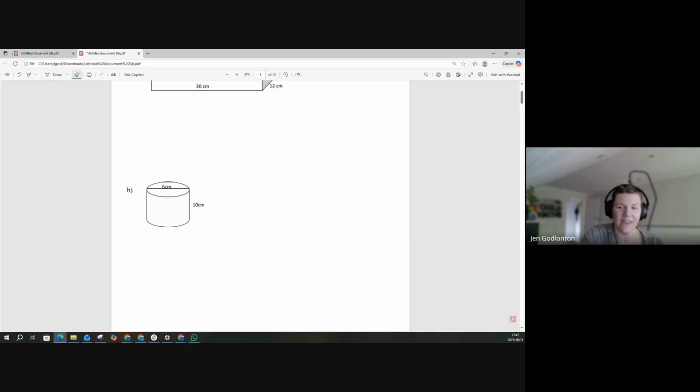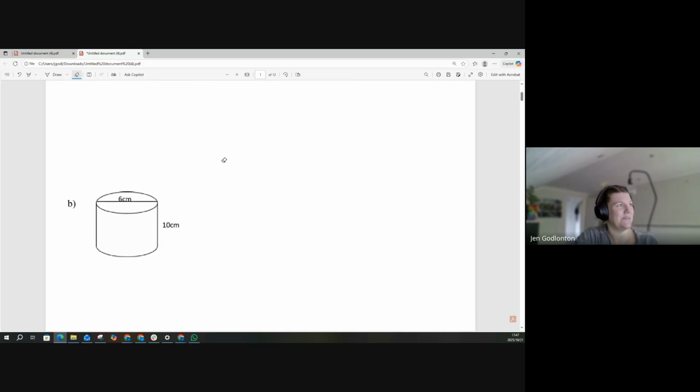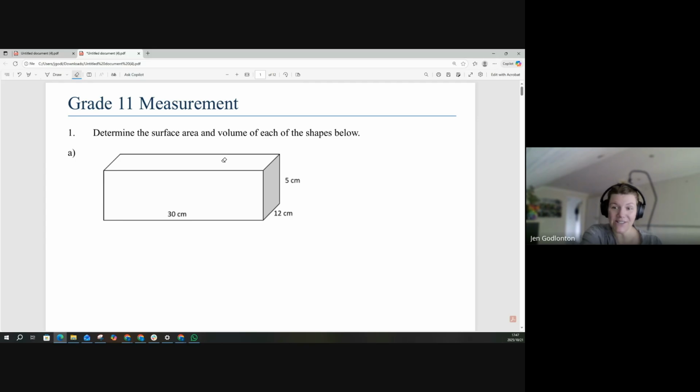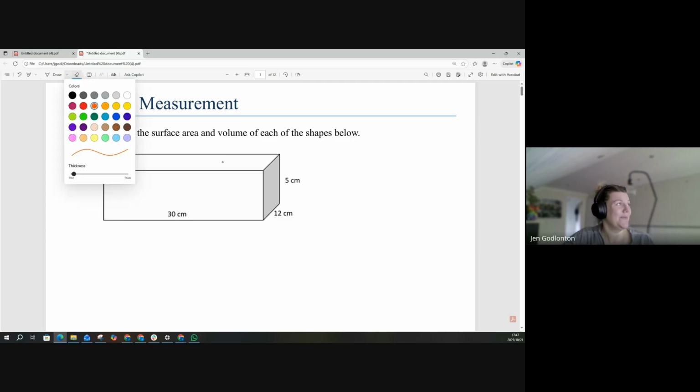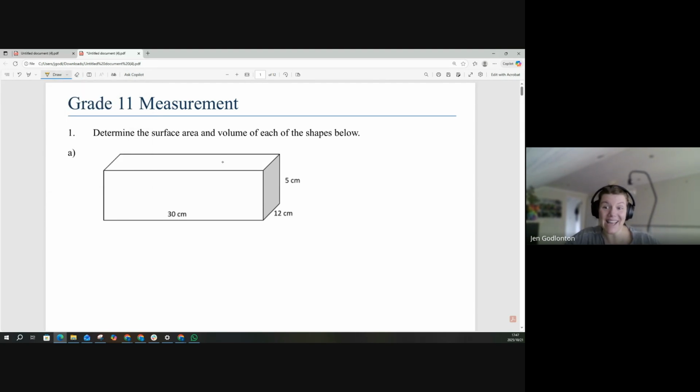Okay, let us begin measurements. We're going to start with something nice and simple. We're going to start with a little box over here, your rectangular prism.